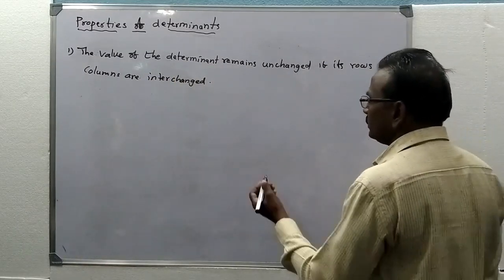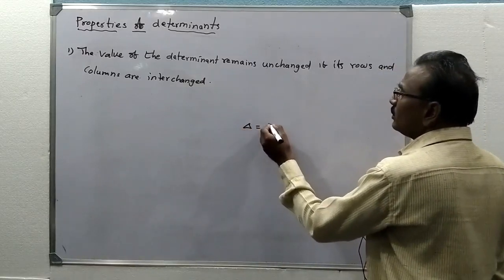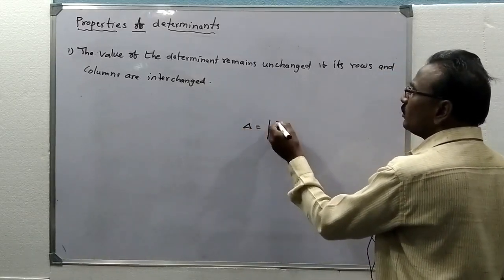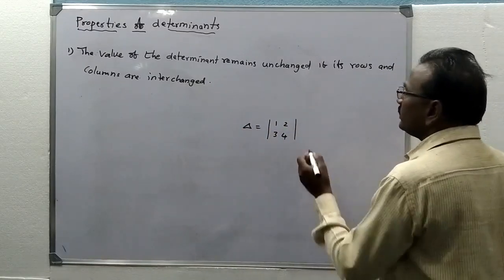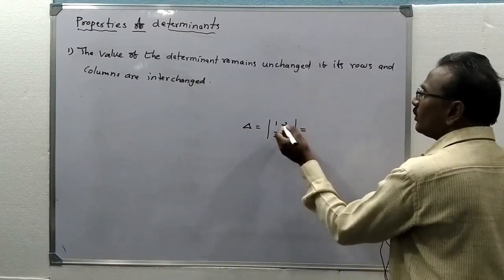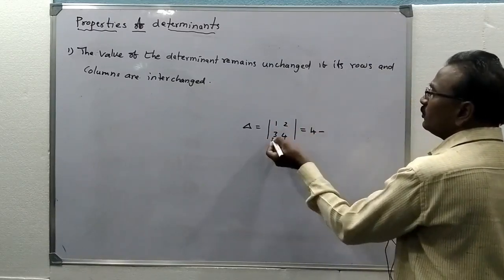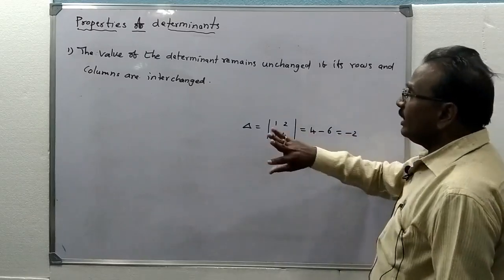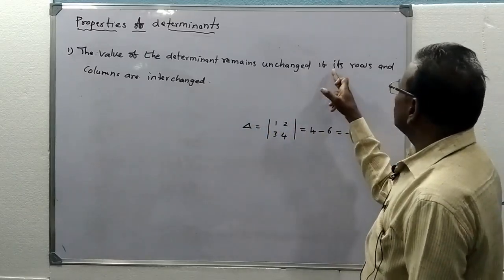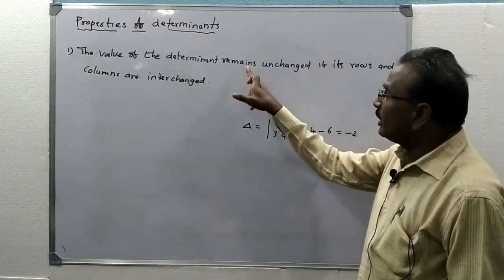What is the meaning of this? Suppose your delta is 1 2 3 4. What is the determinant of this 2 by 2 matrix? The product of the principal diagonal elements, 1 four is 4, minus 3 twos are 6, the value is minus 2. Now interchange rows and columns. If its rows and columns are interchanged, the value of the determinant remains the same.